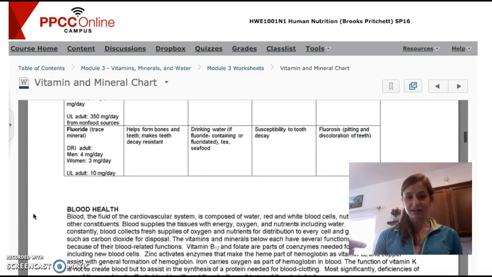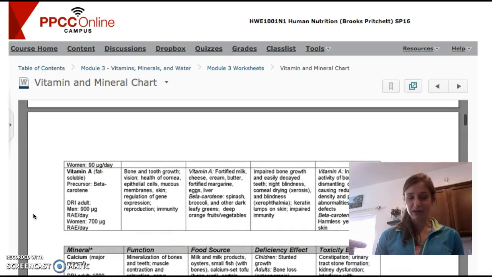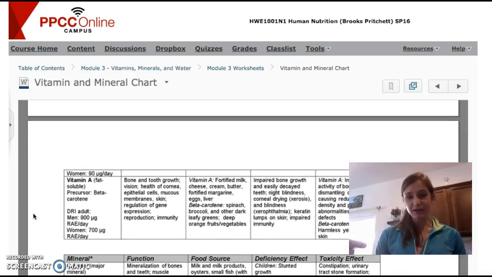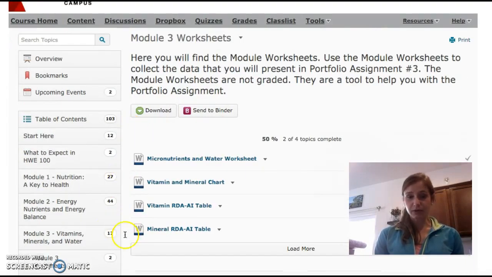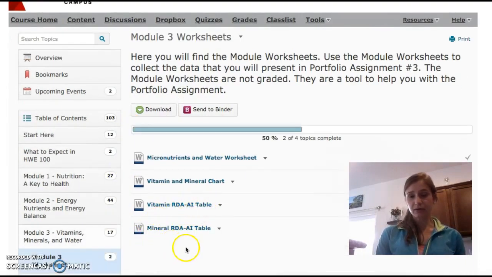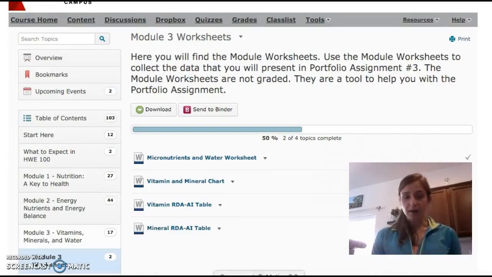I know it's a long chart, I believe 20 pages or so, but I think you'll find it really helpful. It might be a really good chart to reference in addition to the Module 3 worksheets, these tables, this vitamin and mineral table right here as well. That should make it a little bit easier for you as you write your third portfolio assignment.